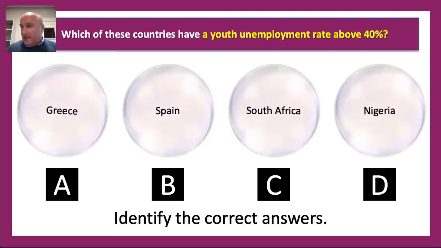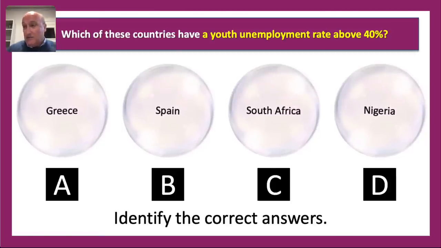Solly says A. Matilda says D. Don't forget, I've chosen a high benchmark here, haven't I? 40%. Which of these countries have youth unemployment above 40%? Noah says C and D.